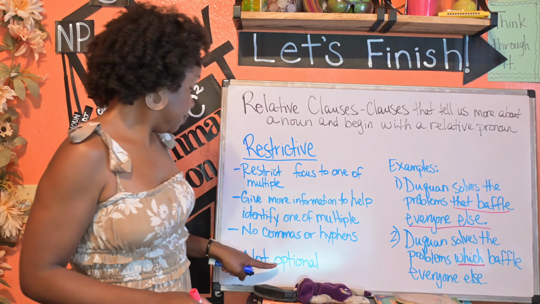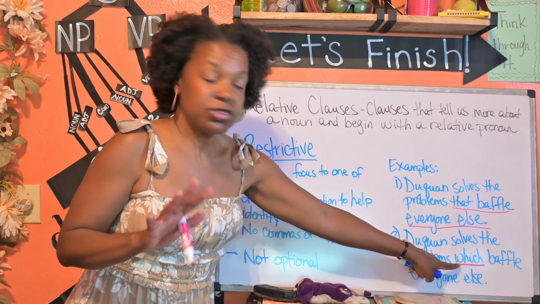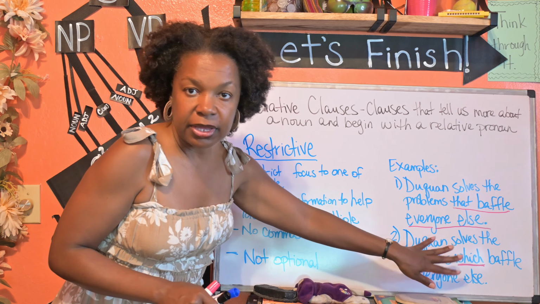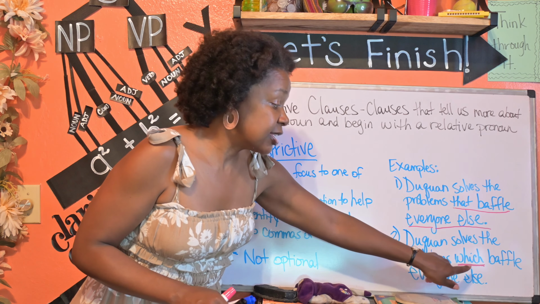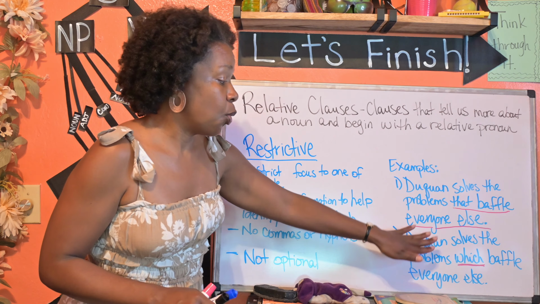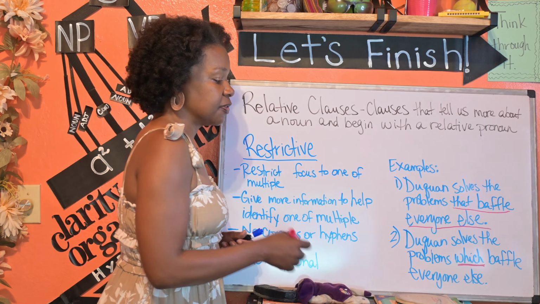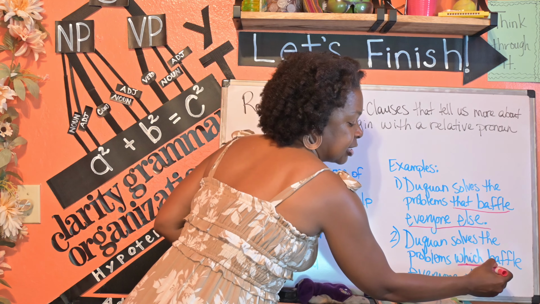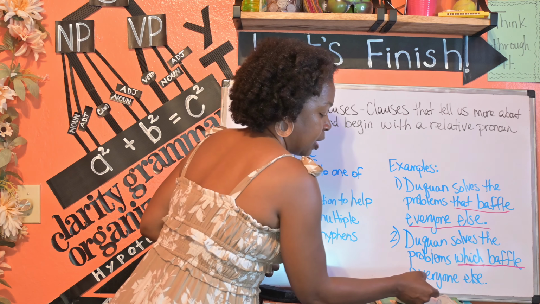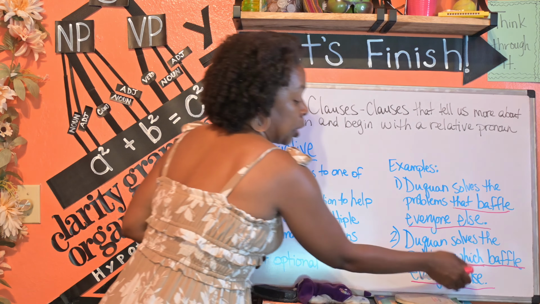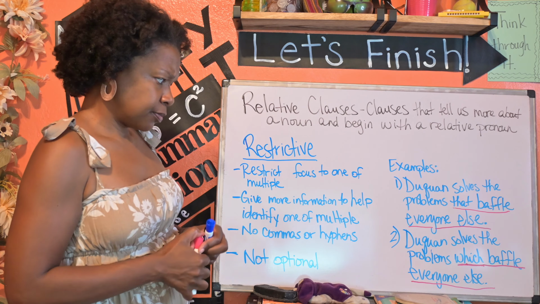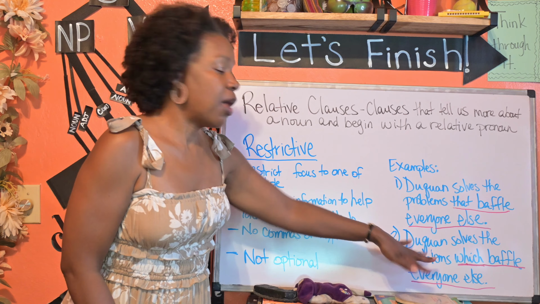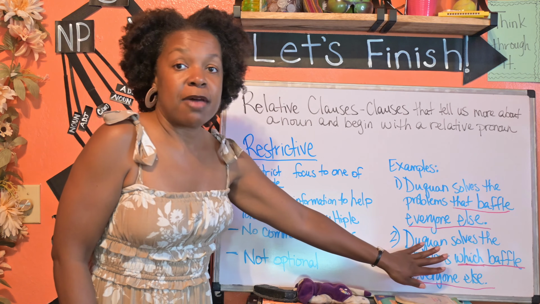We have no commas or hyphens. All right? It's not separated, so it's not just supplementary. It's not an aside. This is essential to understanding, again, what kinds of problems Daquan solves. All right, so we have our relative pronoun. This is a noun phrase. We have our verb. And then we have this information, this object. All right, Daquan solves the problems. What problems? The problems that baffle everyone else.